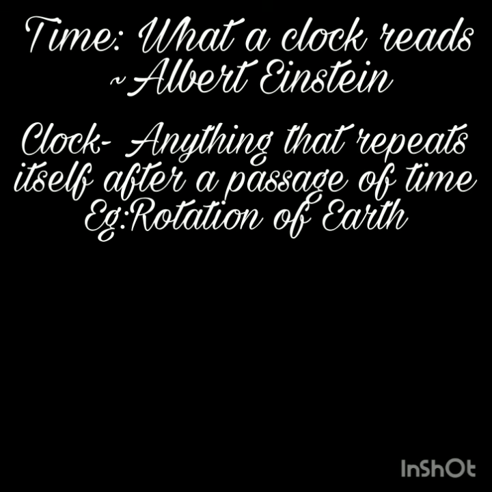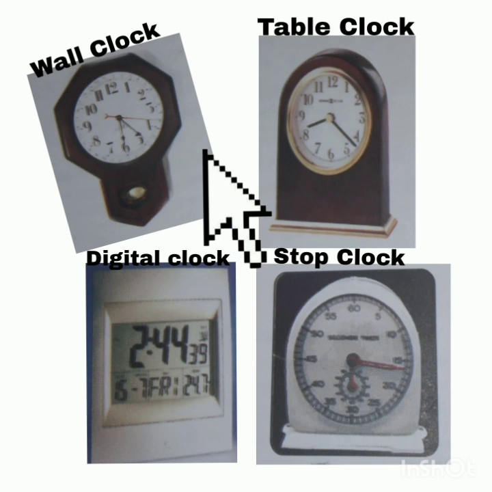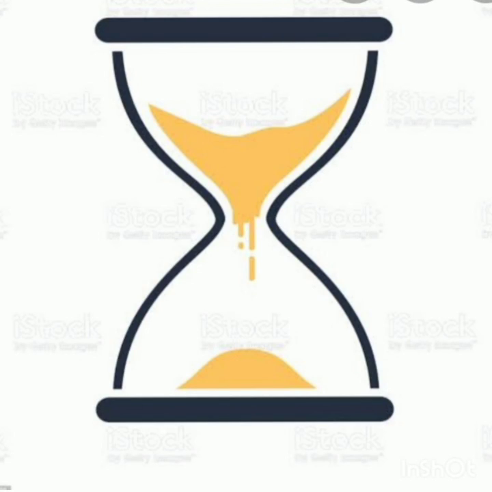What is time? What a clock reads, by Albert Einstein. Clock, anything that repeats itself after a passage of time. Some examples of modern clocks are given. Hourglass, an example of ancient clock.